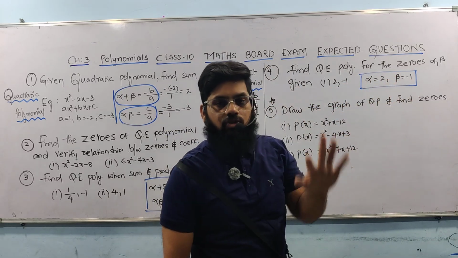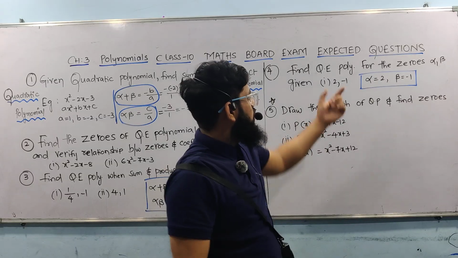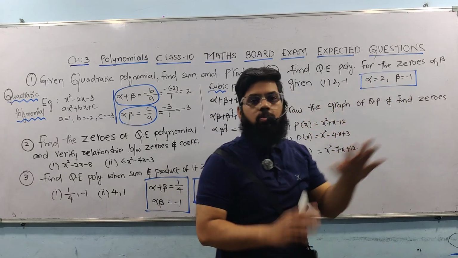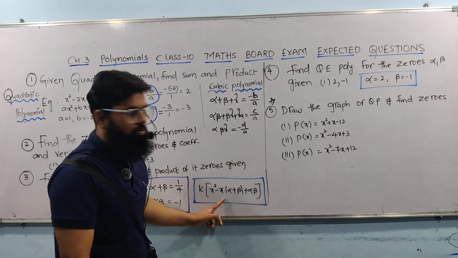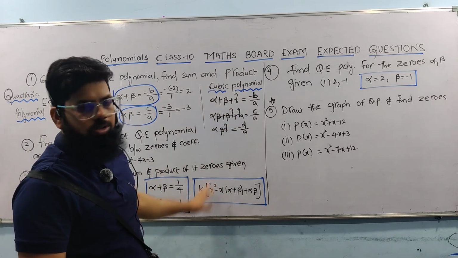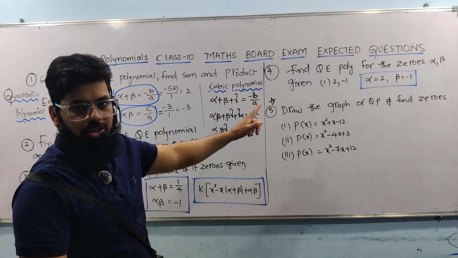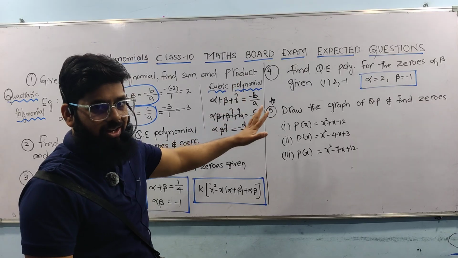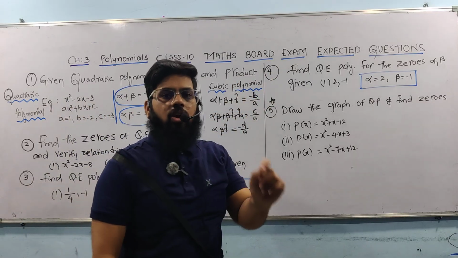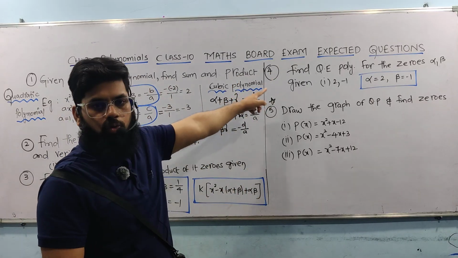So we need to take the separate values. First we need to add alpha plus beta, and you will get the sum of the zeros. And if you multiply these, you will get the product of the zeros. Then again you need to use the same formula. Both are almost similar, but we need to check whether they have given the sum and product directly or they have given separate values alpha and beta. Okay, this is for 2 marks.